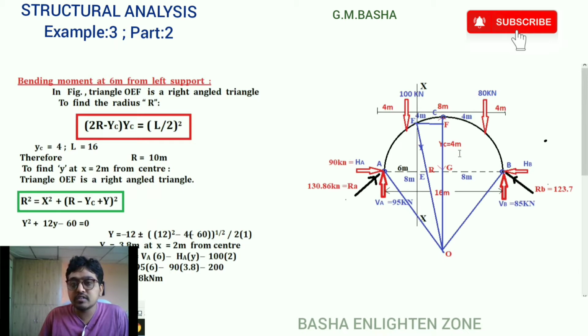YC is the rise, which is given in the question as 4 meters. Please substitute 4 meters in place of YC. Again, L is the total length of the arch. The total length of the arch will be equal to 16 meters.